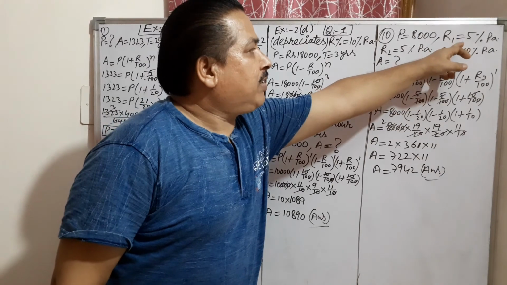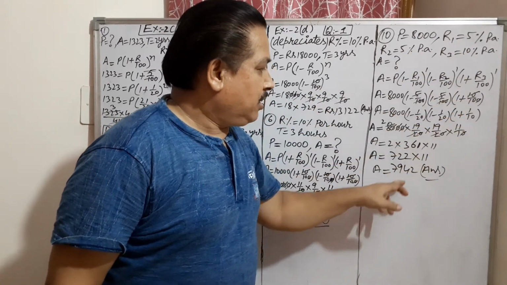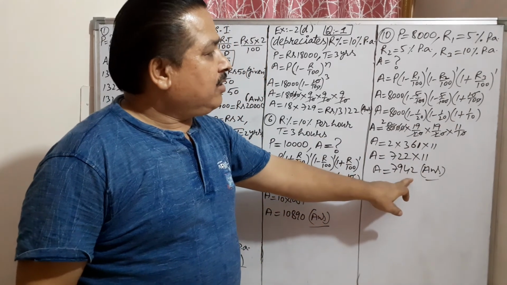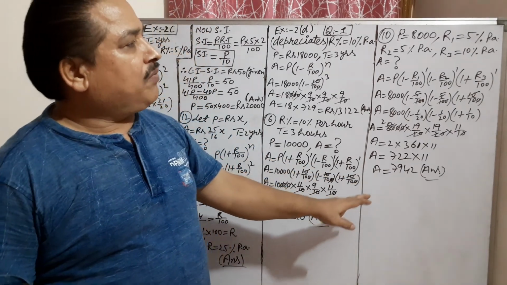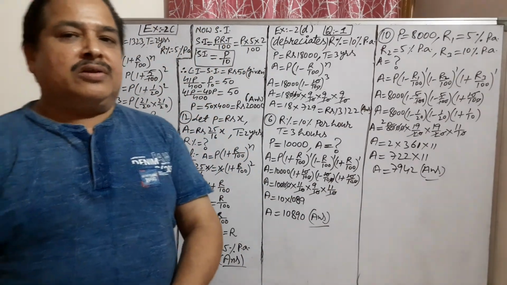This is the rate of the first year, this is the rate of the second year, this is the rate of the third year. Put all here, and what will come at last? 7,942 workers. So this is the final number of workers after 3 years. So this is the answer.